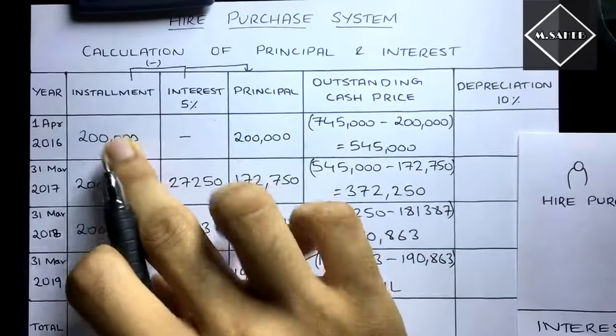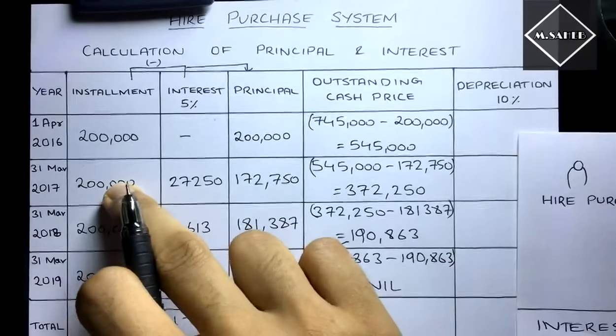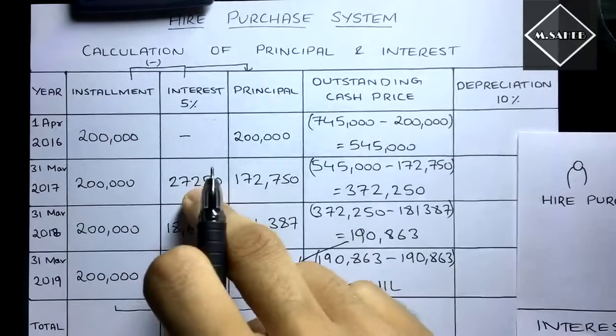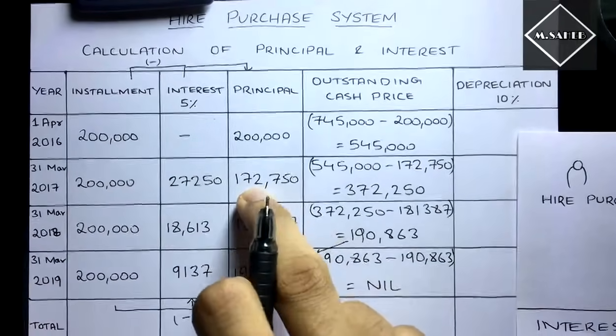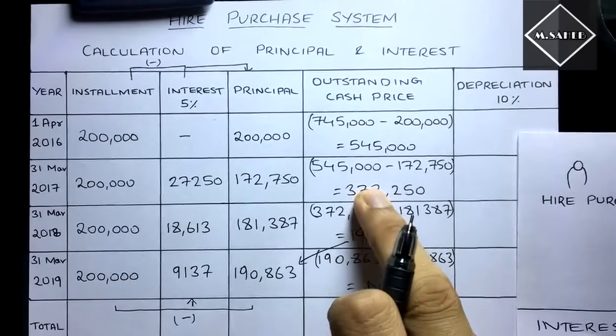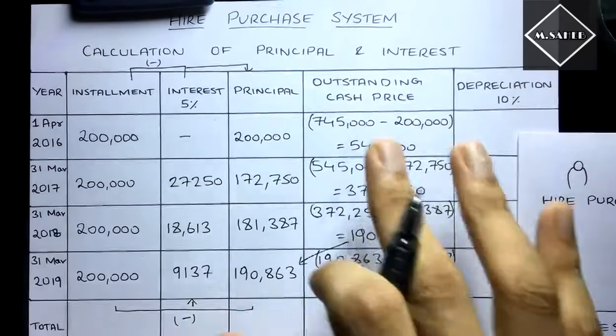Down payment doesn't have any interest, and then from the next years there will be interest. You have to calculate the interest on the outstanding cash price and then deduct it from the installment. You will get the principal, and then deduct the principal from the outstanding cash price. You would get the next outstanding cash price. This is how you do this table.